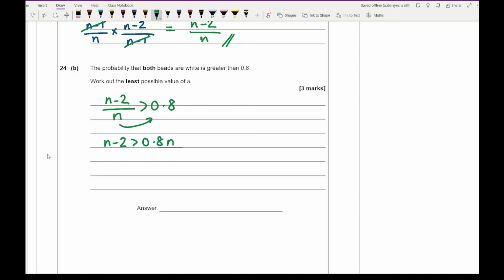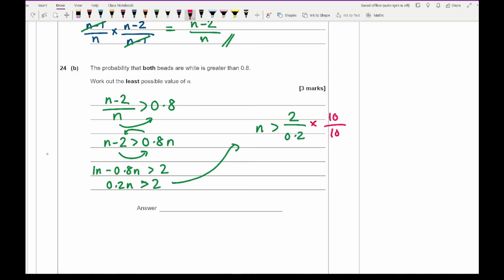I take the minus 2 over to the other side and the n over to this side to end up with 1n minus 0.8n is greater than 2. And then here I end up with 0.2n is greater than 2. Then n is going to be greater than 2 divided by 0.2. Then if I multiply both the top and the bottom by 10, I end up with n is greater than 20 over 2. So n has got to be greater than 10.